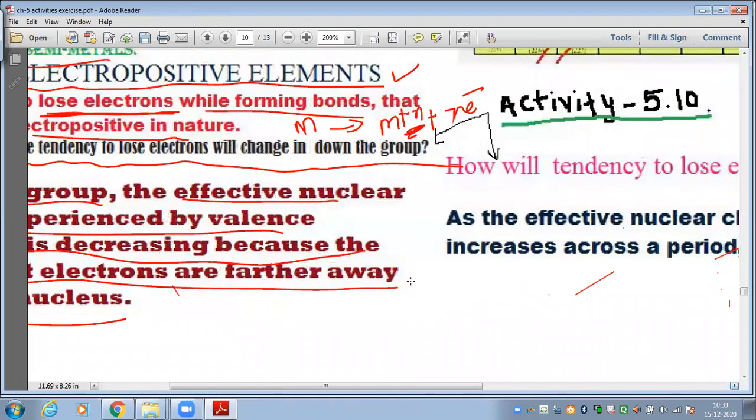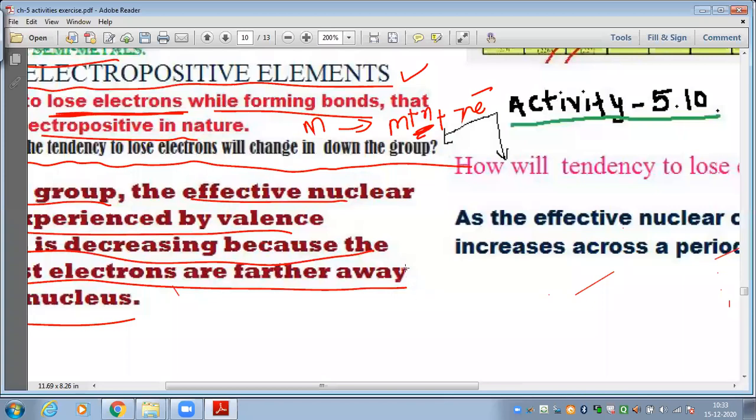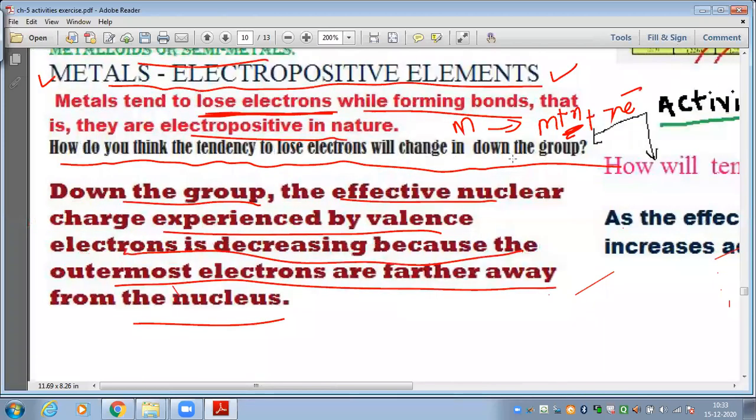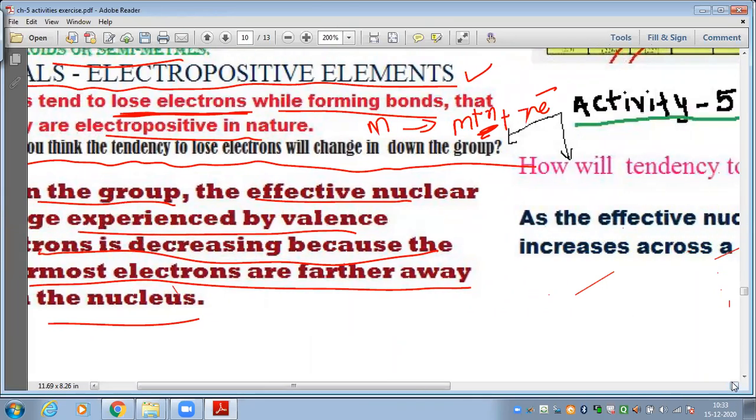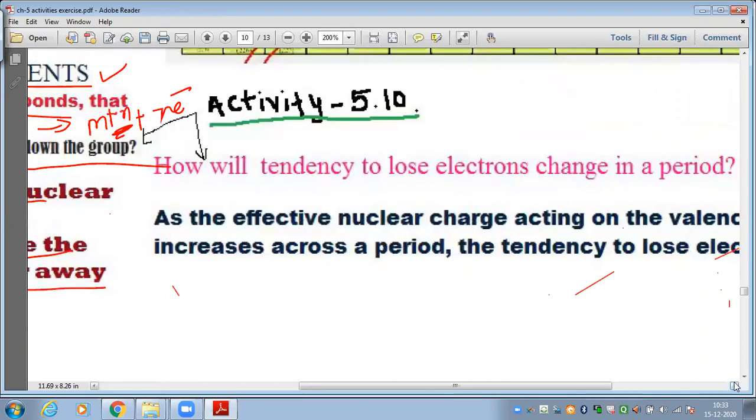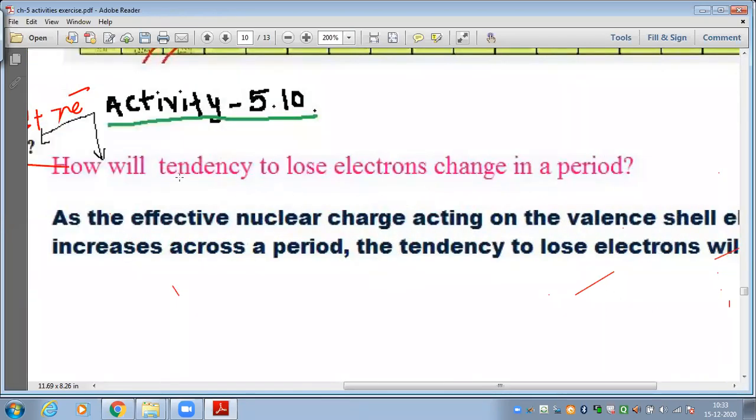So my dear students, please remember that if you go down the group, the ability to lose electron increases, and as the ability to lose electron is the ability of metallic character, going down the group, metallic character increases. Down the group, the effective nuclear charge experienced by the valence electron decreases because the outermost electrons are farther away from the nucleus, and that is how we can say that the tendency to lose electron increases.